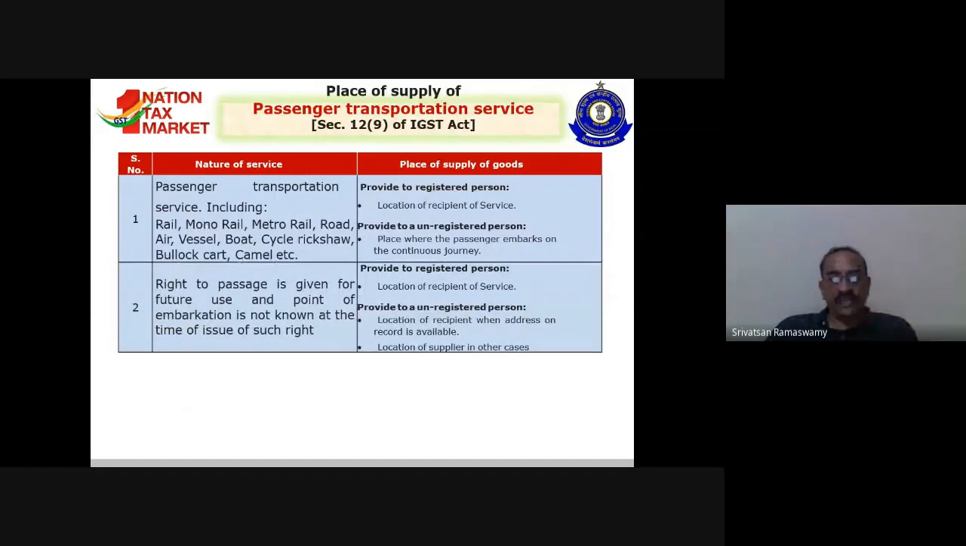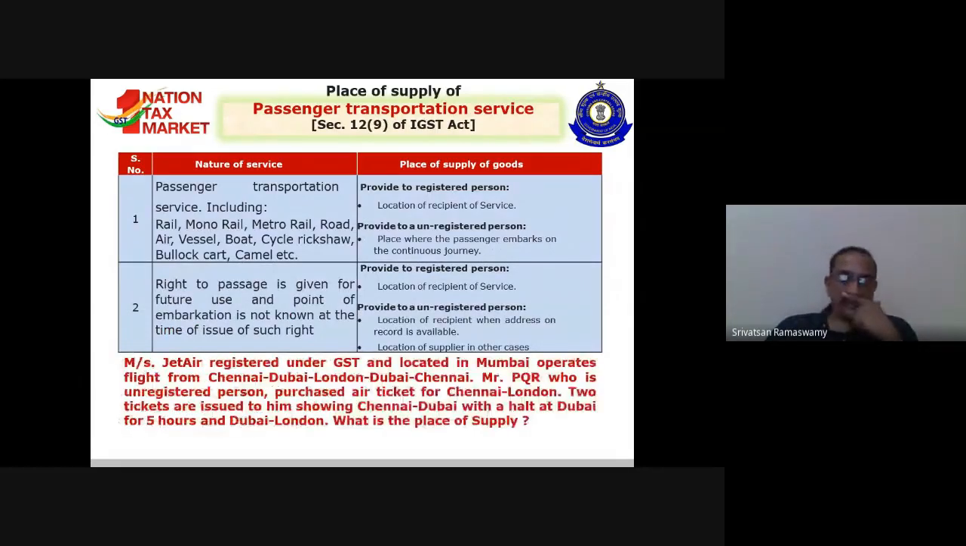Passenger transportation service. Again, this question was asked by one of the participants. Let us try to understand this. Jet Air, registered under GST and located in Mumbai, operates a flight between Chennai, Dubai, London, Dubai, Chennai. So it is a circuitous route: Chennai, Dubai, London, Dubai, Chennai. So this is how it is organized. PQR, who is an unregistered person, purchased an air ticket for Chennai to London. Two tickets are issued to him from Chennai to Dubai, and then a halt, and then Dubai to London. What is the place of supply?